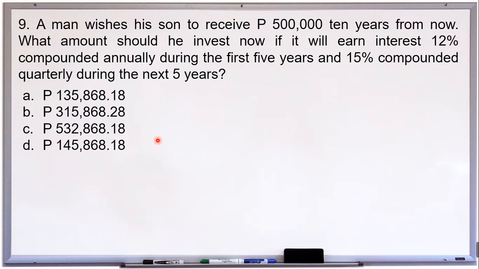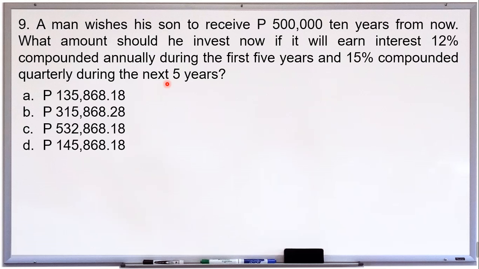Next, we have here a man wishes his son to receive 500,000 10 years from now. So what amount should he invest now if it will earn interest 12% compounded annually during the first 5 years and 15% compounded quarterly during the next 5 years? So from the problem, we have two compounding schemes that are involved. For the first 5 years, we have the annual compounding scheme, and the next 5 years is the quarterly compounding scheme.